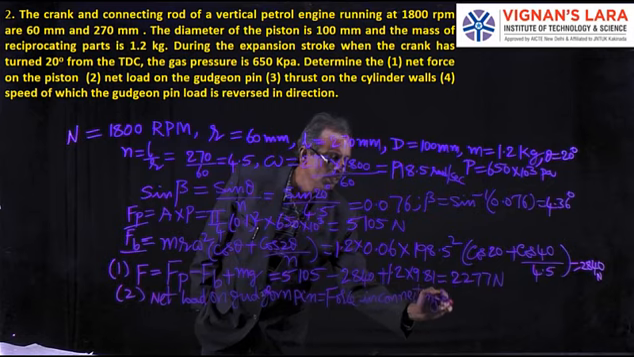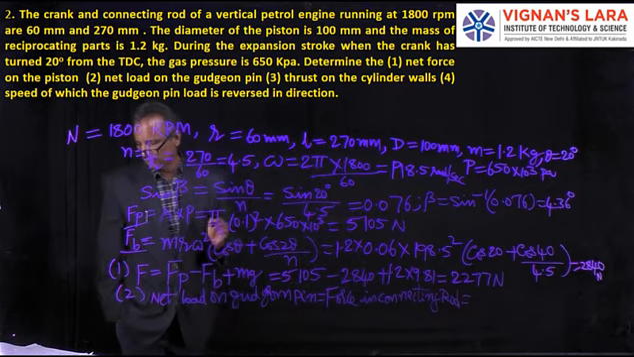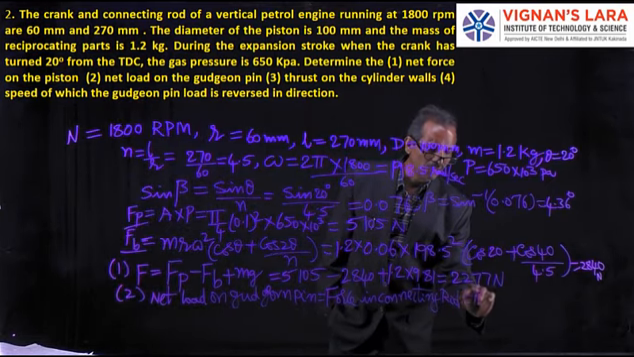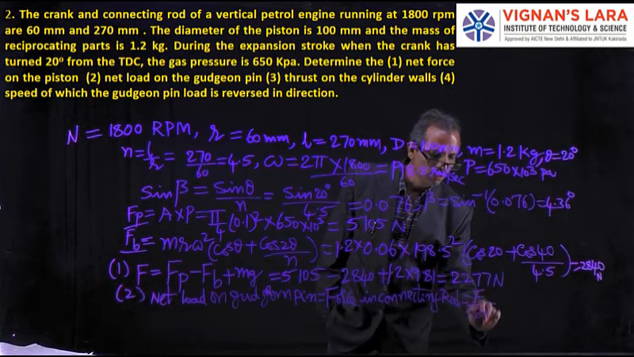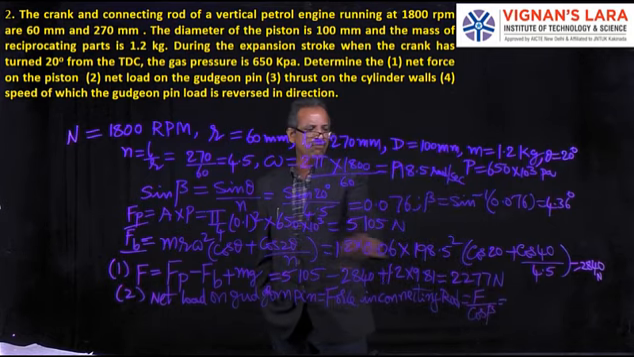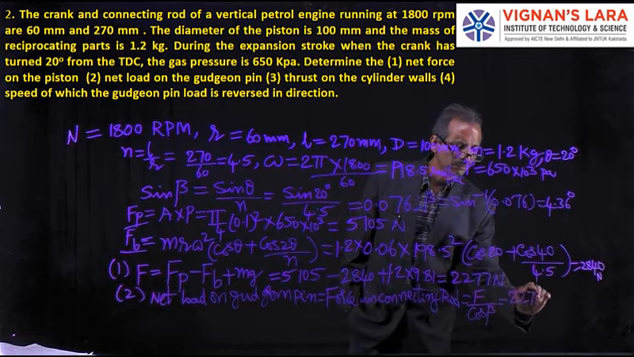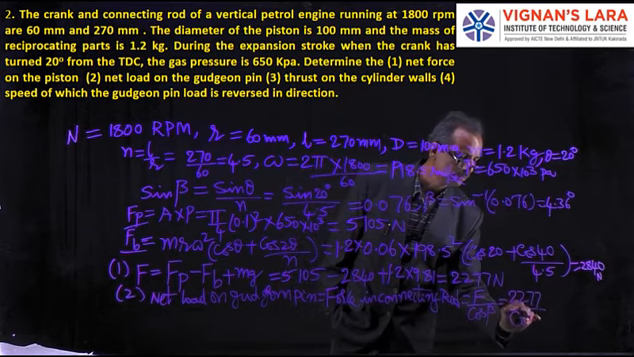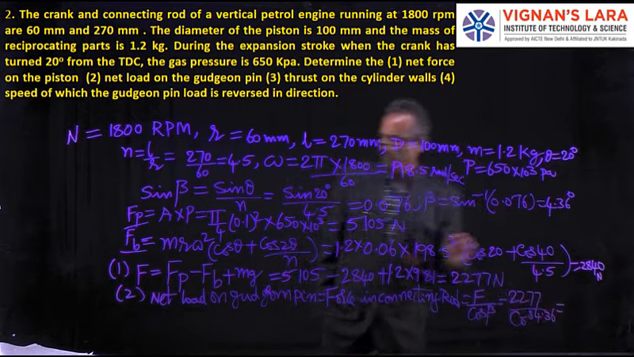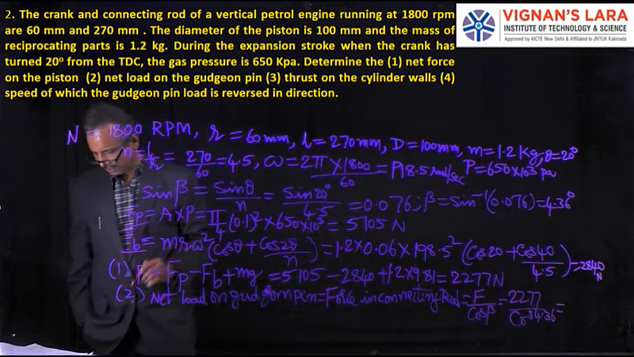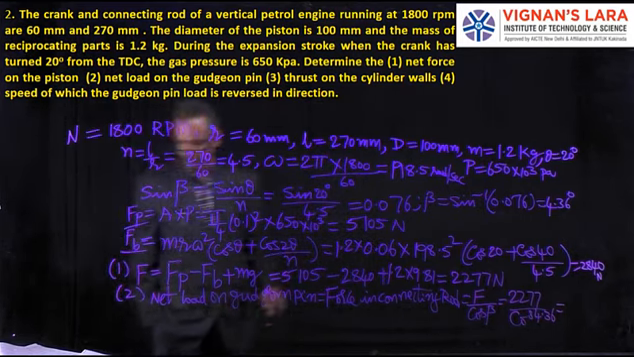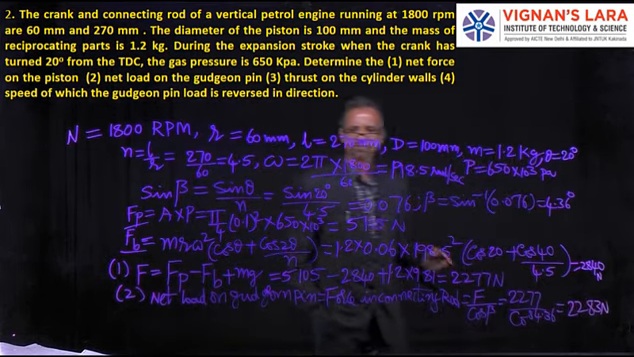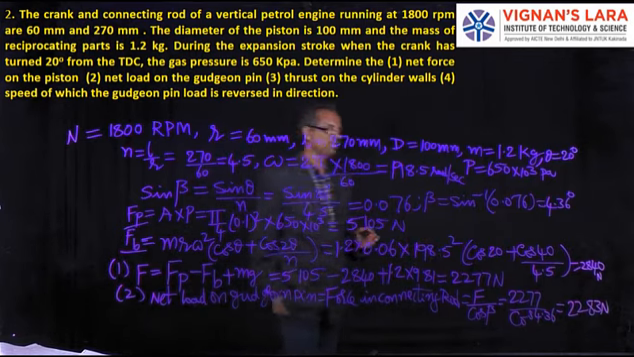What did we define as the force in the connecting rod? Fc. We defined the force in the connecting rod Fc as F by cos beta. What is F? 2277. Cos beta, beta is 4.36. Then by substituting this, you get 2283 Newton. Okay, 2283 Newton.